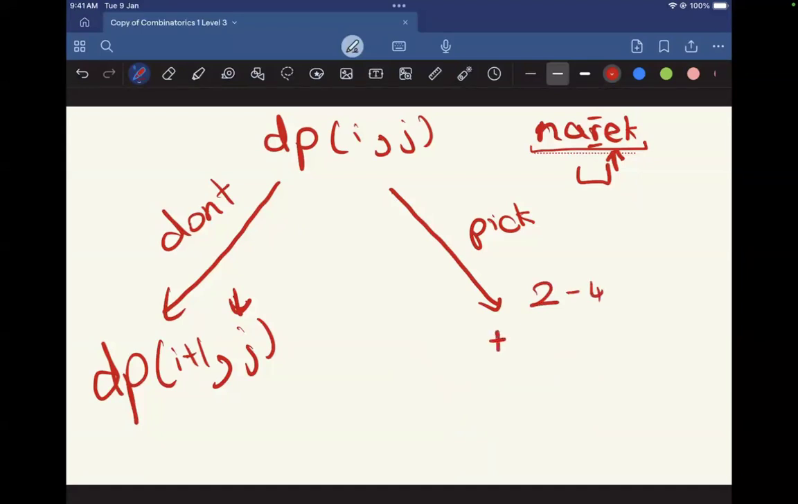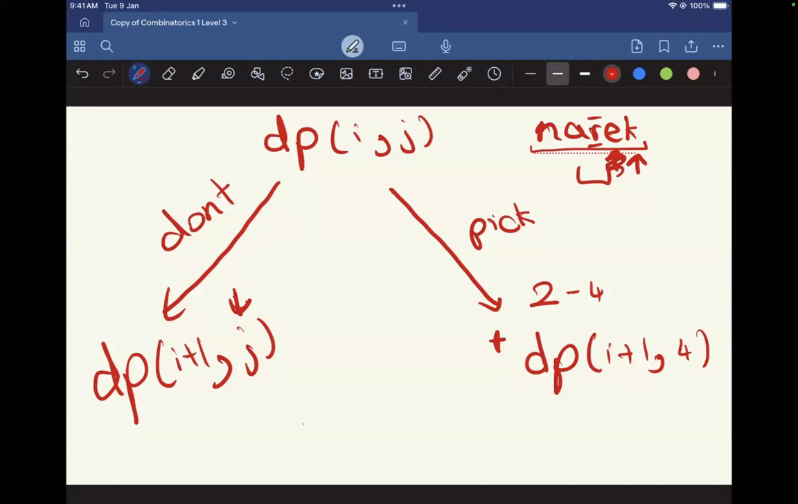Now, do you agree that I would go now to DP I plus 1, and since now I have found E as well, the next character I want to find is K. So do you agree I would pass DP of I plus 1 comma 4? Correct? So this is all that you have to do.